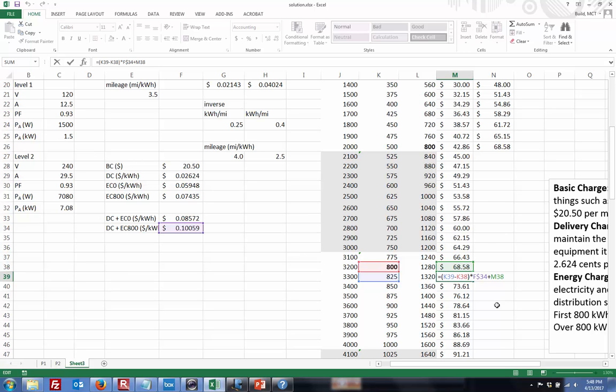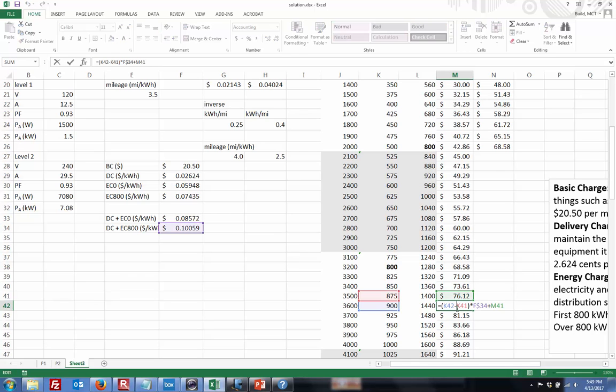So K39 minus K38 is how much energy I use, which is another 25 kilowatt hours. And then the cost is a dime per kilowatt hour. Then I add that to the 68.58 I already paid. Oh, you stupid thing. Did you get it? Well, I almost got it. I'm pushing too many buttons, I guess.